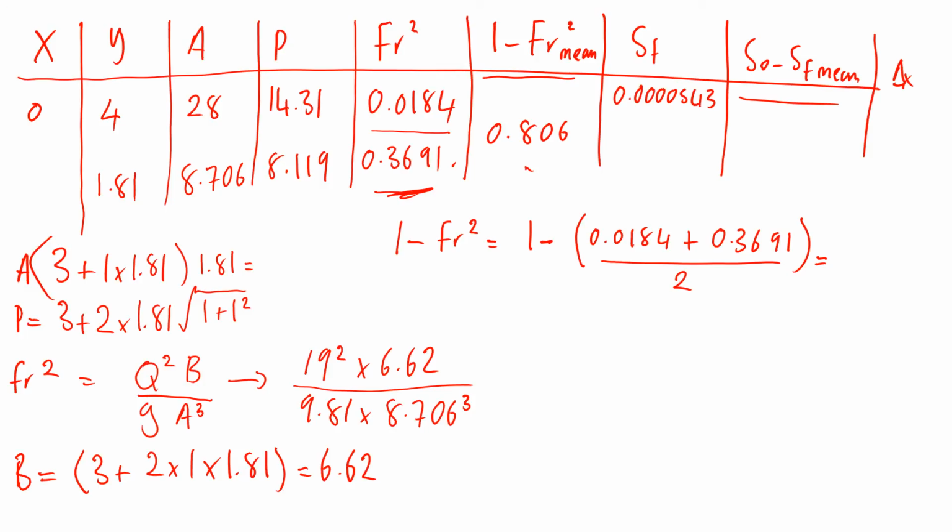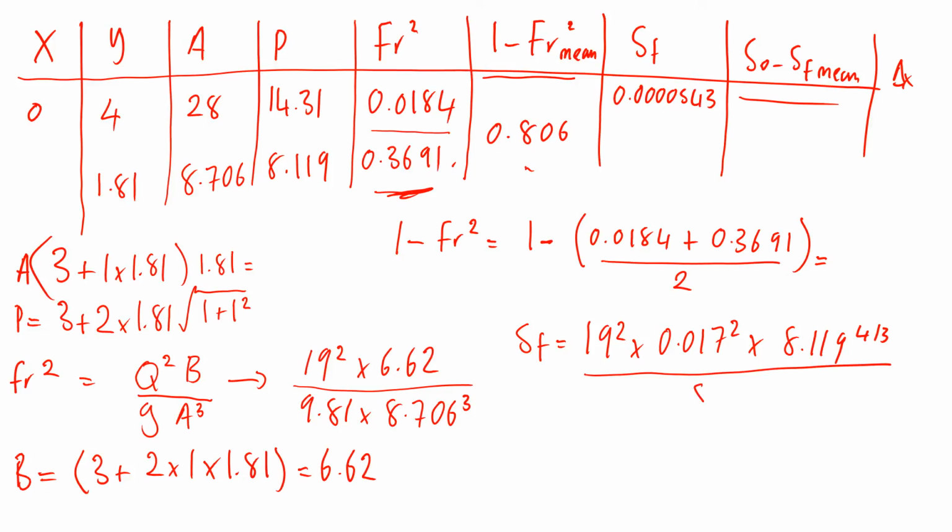Now s of f again is the same equation. So again, your s of f is equal to 19 squared times n squared 0.017 times wetted perimeter 8.119 to the 4 over 3, area 8.706 to the 2 over 3. So the s of f value you'll get is 0.001254.